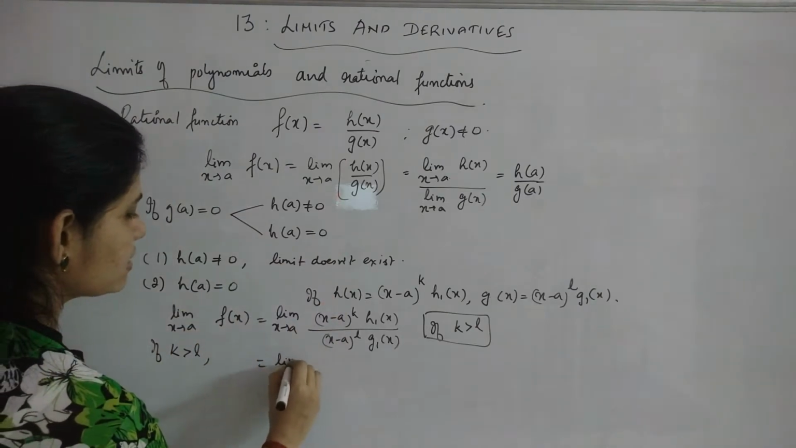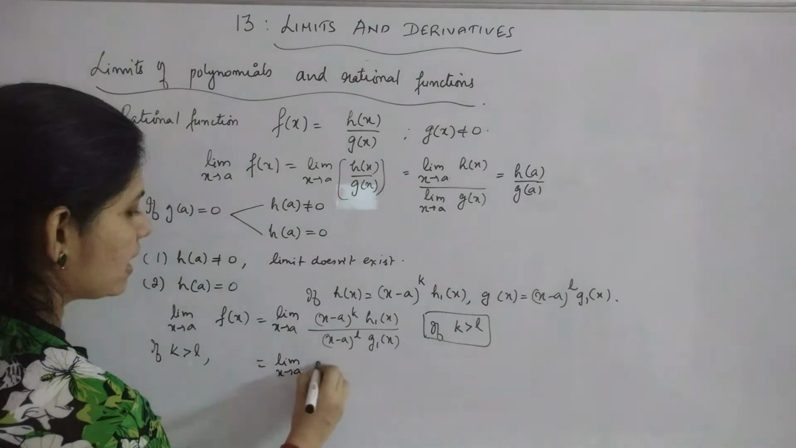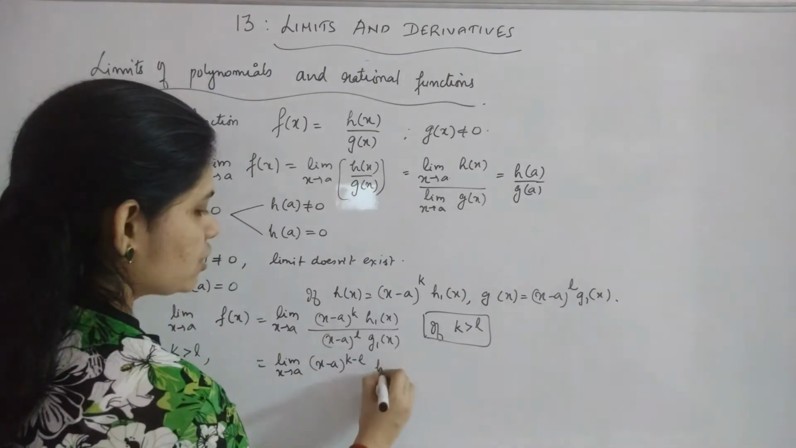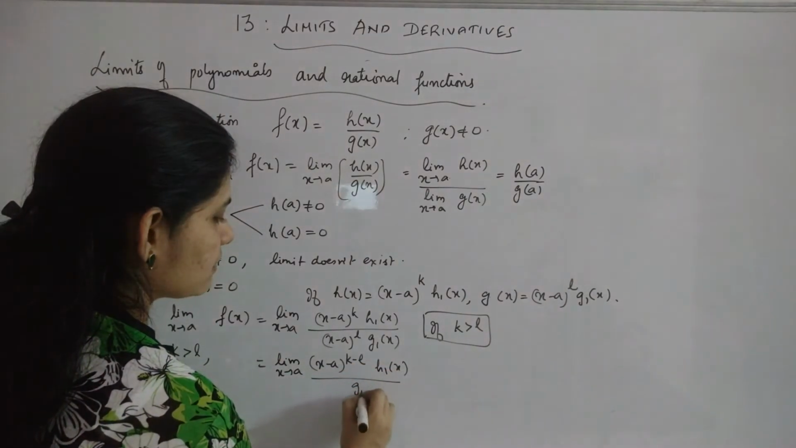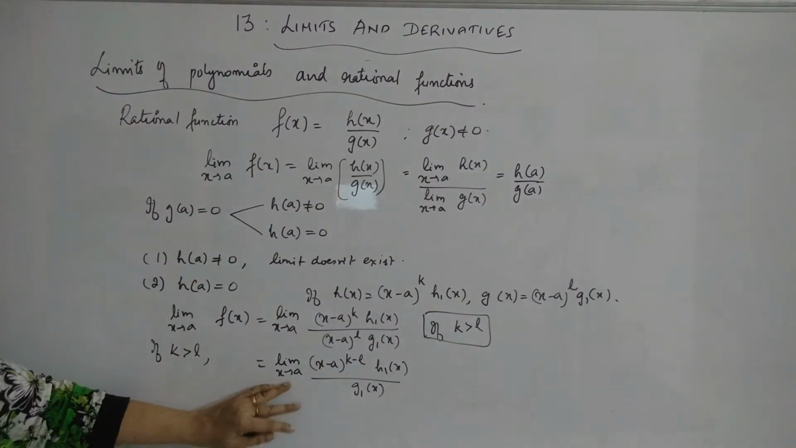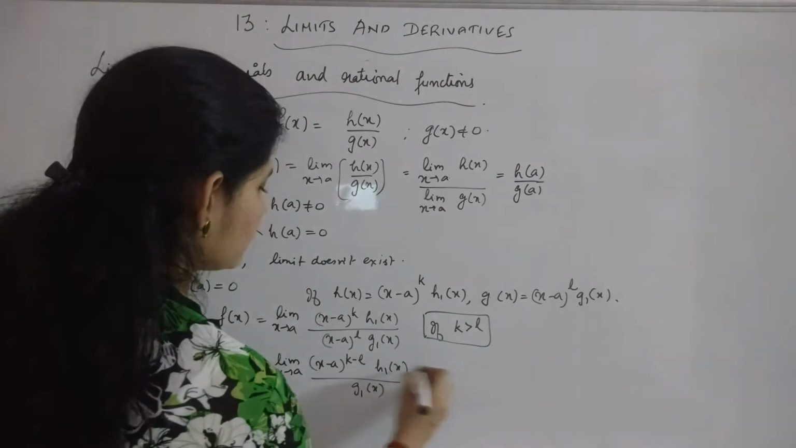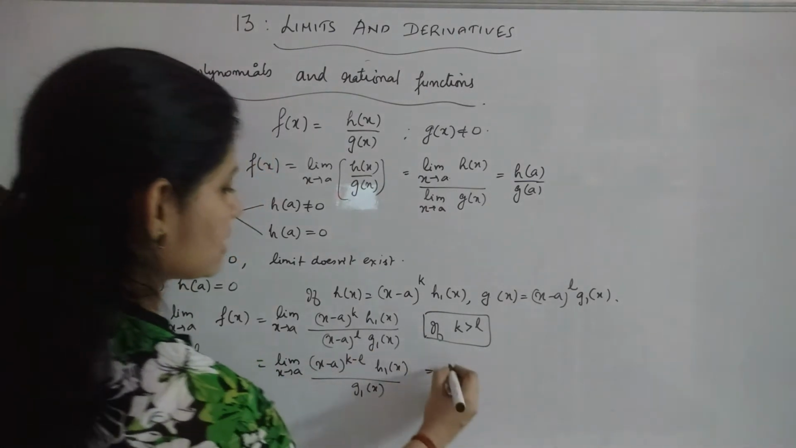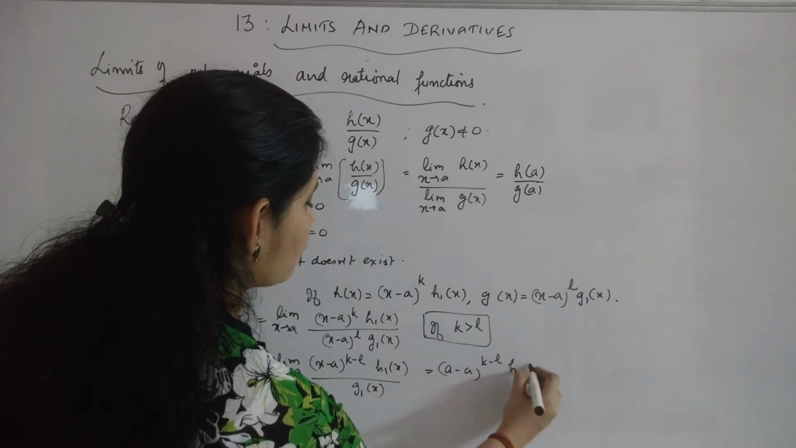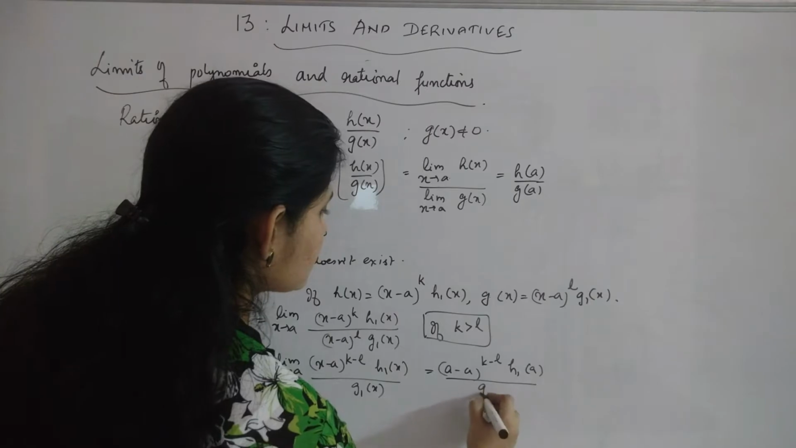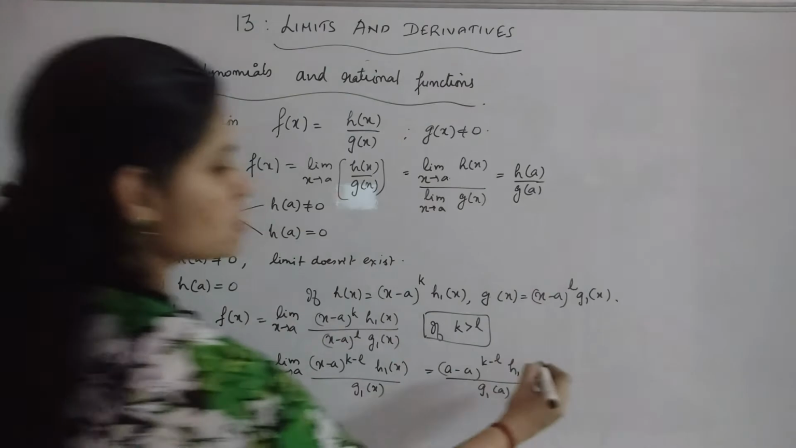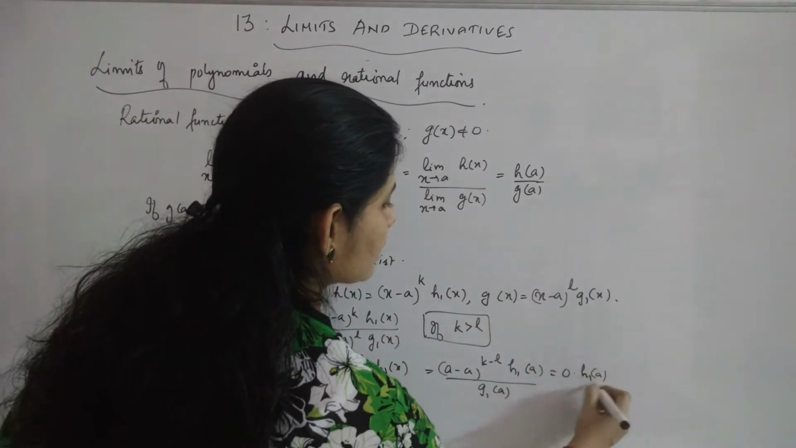So that we can represent this as limit x tends to a, (x minus a) the whole raised to (k minus l) into h1 of x divided by g1 of x, right? Now the thing is, we are just taking the limit. So while taking the limit, this will become (a minus a) the whole raised to (k minus l) into h1 of a divided by g1 of a, right? Now a minus a gives you 0, so it is 0 into h1 of a divided by g1 of a.